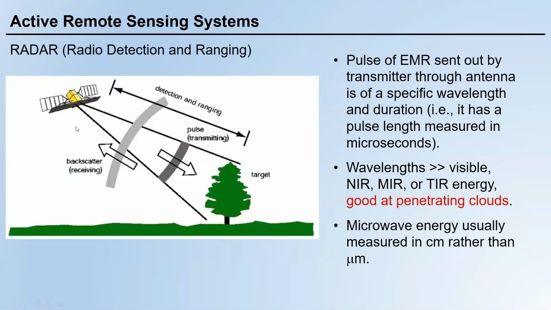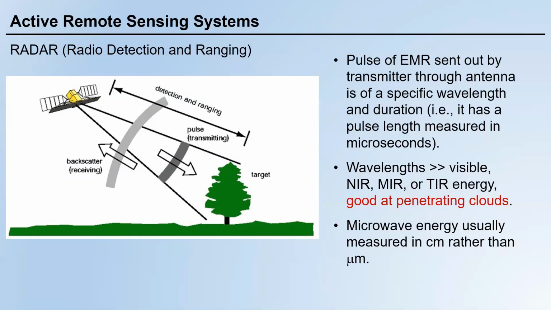So this is a very typical radar remote sensing process. A pulse of EMR is sent out by the transmitter through an antenna, of a specific wavelength and duration. For example, it has a pulse length measured in microseconds. The wavelength is pretty long, and the pulse will just sustain for a specific time. You can say that the distance between the target and the satellite is the distance you want to measure. The pulse is transmitted from the sensor to the object, backscattered by the object and received by the satellite again.